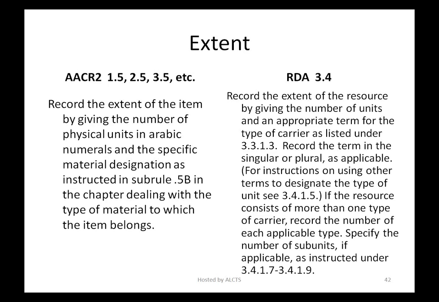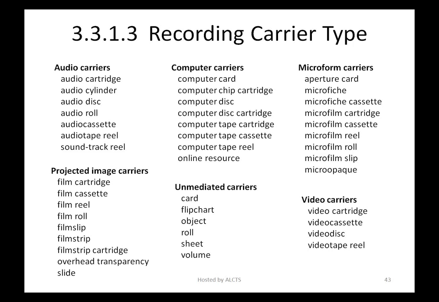Okay, moving along to extent. In many ways, there aren't a lot of changes to recording extent, but we're getting rid of abbreviations. And there are tables in RDA that tell you which terms to use for what types of resources. And here's an example. So for certain types of carriers, there's a list of carrier types that would be recorded for extent. So if you have an audio disc, you're going to use the phrase audio disc. And so on and so forth. There are a few changes in these terms.